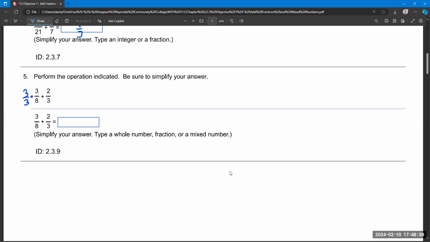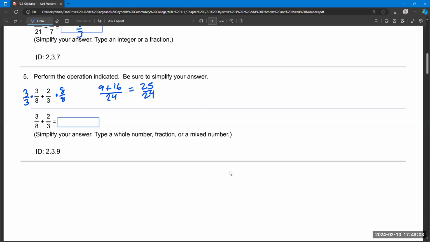So when there are no common factors between the two, you can get the least common denominator by multiplying this fraction by what's missing and this fraction by what's missing. 3 times 3 is 9. 2 times 8 is 16. 3 times 8 is 24, and that gives us 25 over 24.